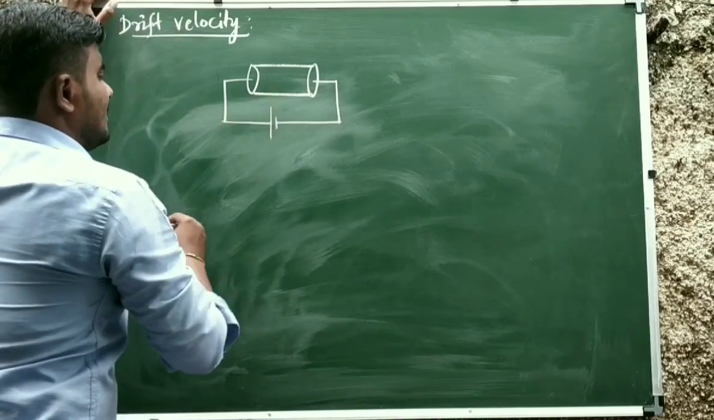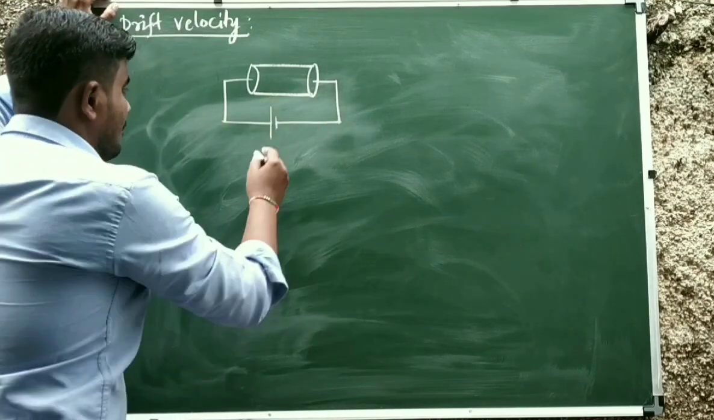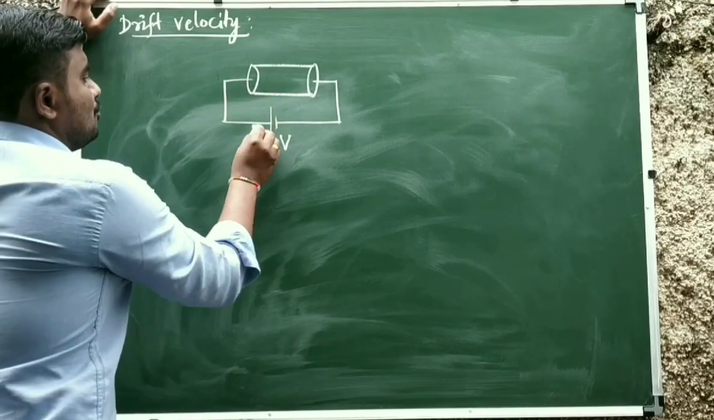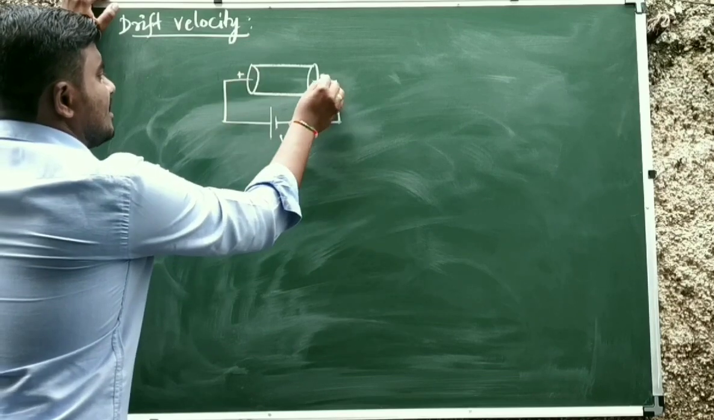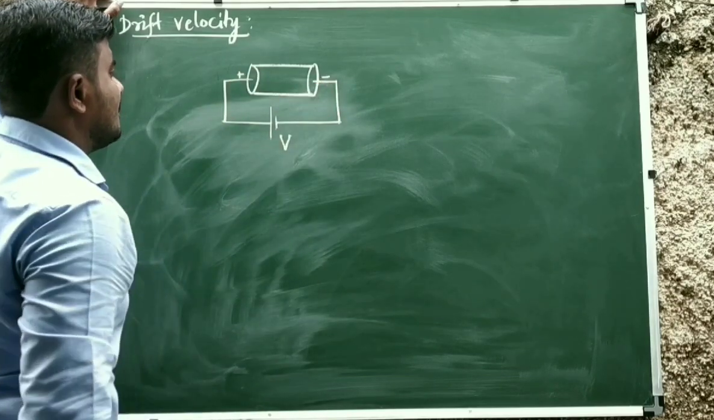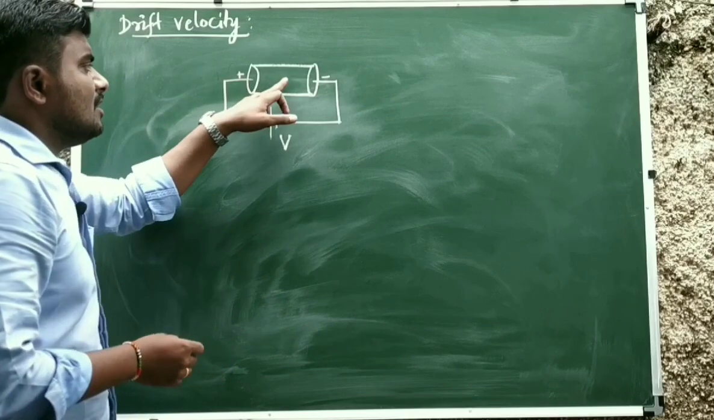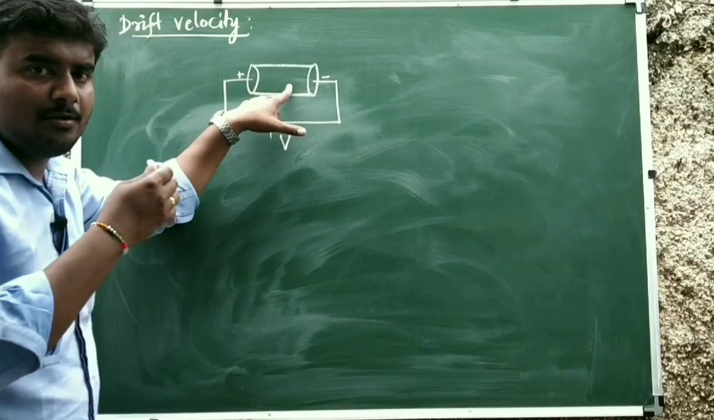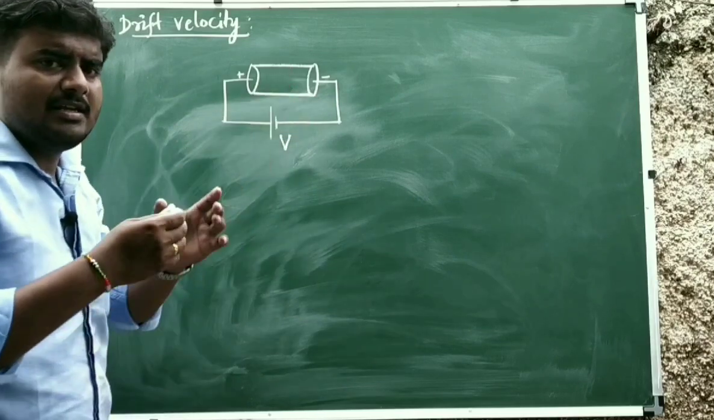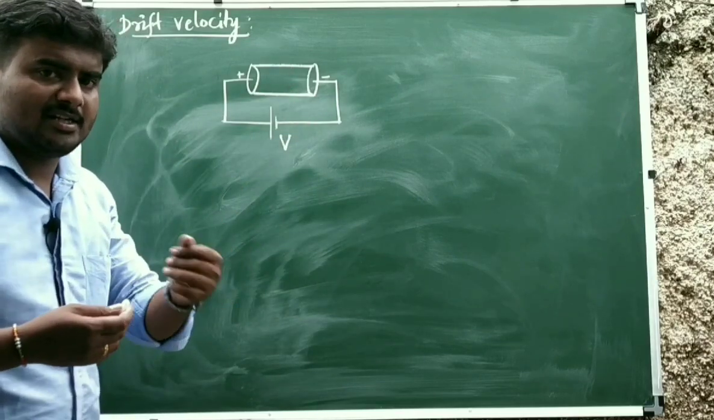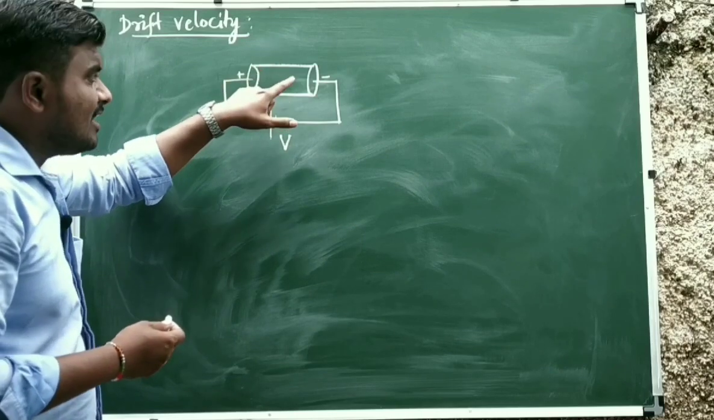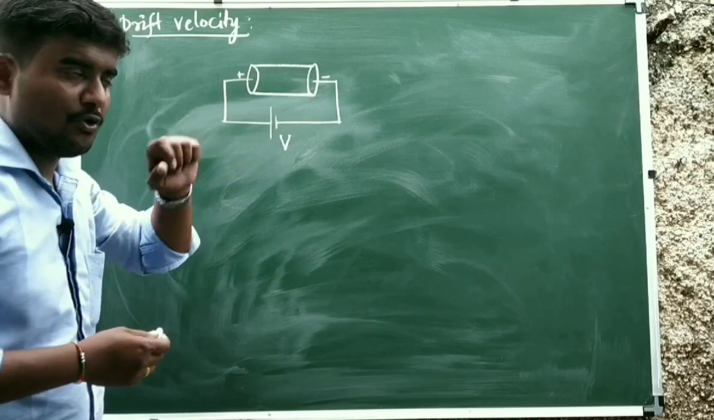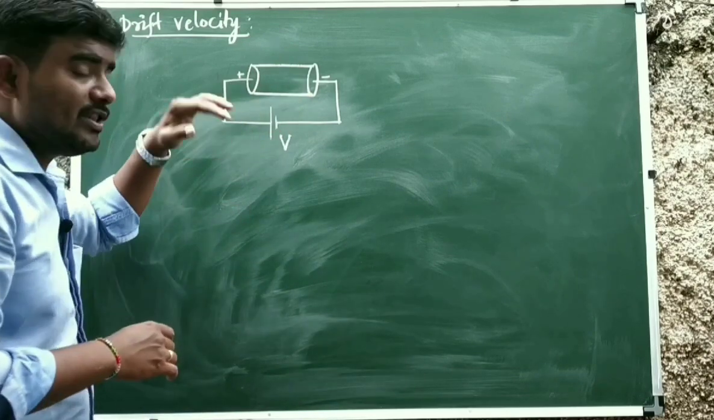And this conductor is connected to a battery which has a potential difference of V. Due to this battery, an electric field is set up across the ends of the conductor. The free electrons inside the conductor are in motion. They get thermal energy from outside, and due to that thermal energy, all the free electrons inside the conductor move in random directions, in all directions within the conductor.